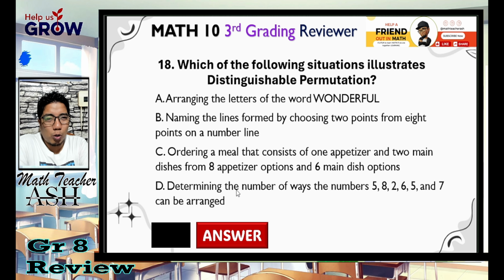Which of the following situations illustrates distinguishable permutation? Is it A, arranging the letters of the word wonderful? B, naming the lines formed by choosing 2 points from 8 points on a number line? C, ordering a meal that consists of 1 appetizer and 2 main dishes from 8 appetizer options and 6 main dish options? Or letter D, determining the number of ways the numbers 5, 8, 2, 6, 5, and 7 can be arranged. I'll give you 5 seconds to think about your answer.